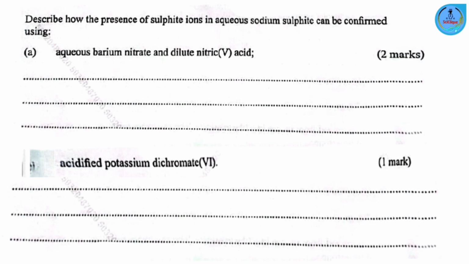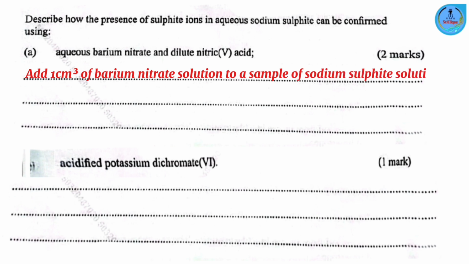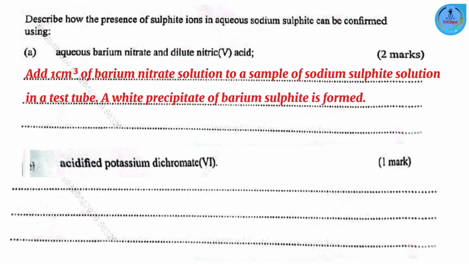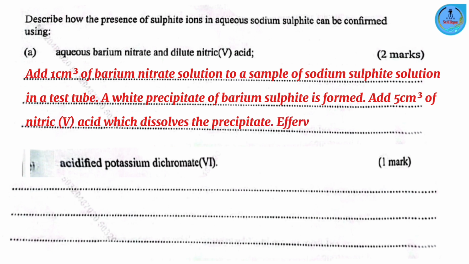So you're going to take a sample of the sodium sulfite solution, add 1 cubic centimeter of barium nitrate. Now, if the sample contains sulfite ions, immediately you add the barium nitrate, you are going to end up having a white precipitate. Where does this white precipitate come from? Barium nitrate, which is a soluble salt, reacts with sodium sulfite to form barium sulfite. Barium sulfite is an insoluble salt, and that is the reason why a white precipitate is formed.